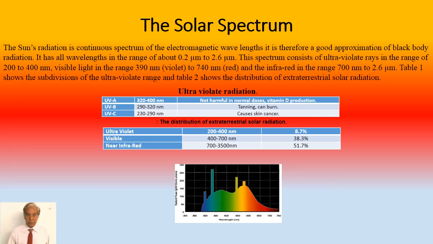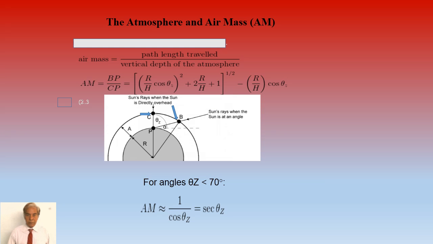Table 1 below shows the subdivision of the ultraviolet range, and table 2 shows the distribution of extraterrestrial radiation of the solar energy. Atmosphere and the air mass. The air mass is defined as the ratio of the length of travel of solar radiation into the atmosphere to reach a point on the Earth, to the length traveled vertically into the atmosphere to reach that point on the Earth, as shown in the figure below.